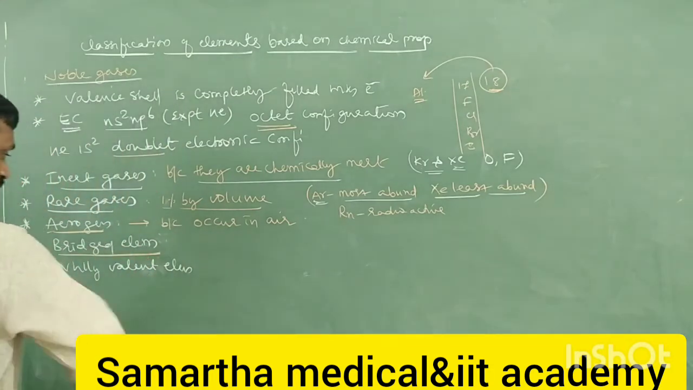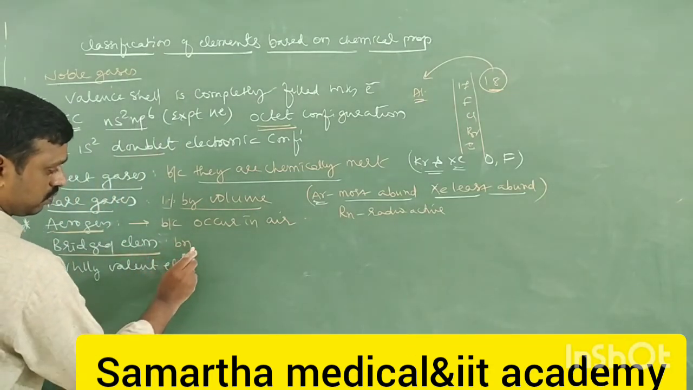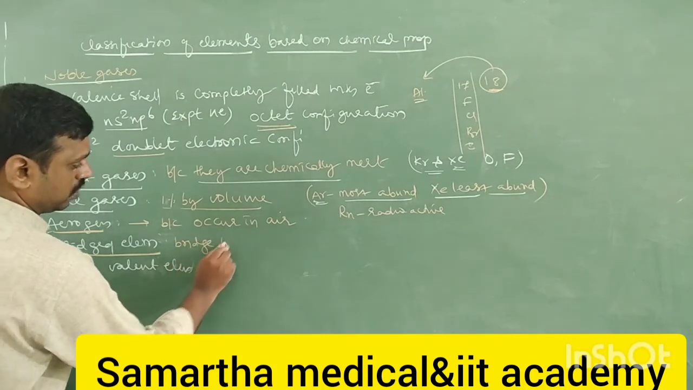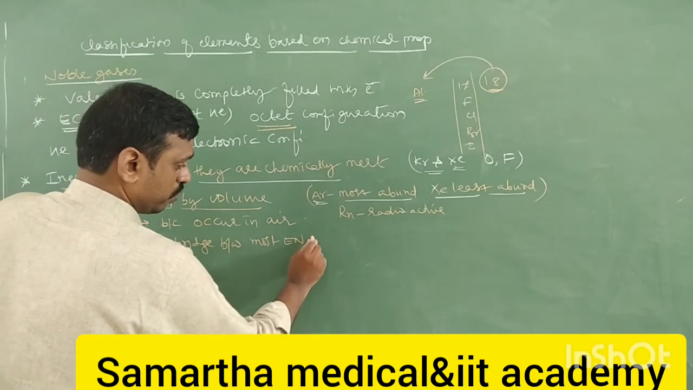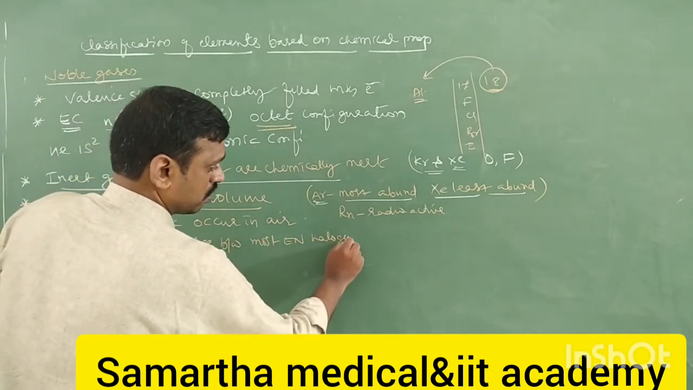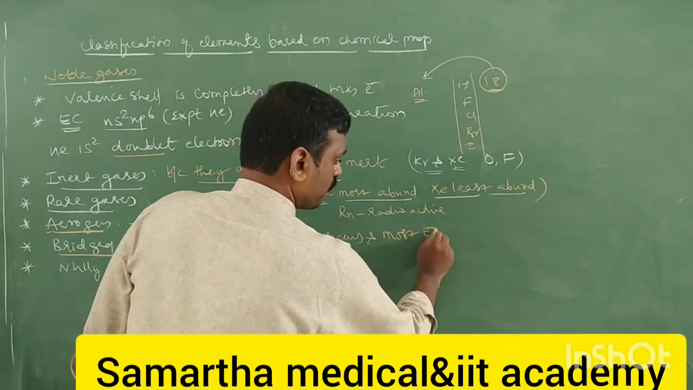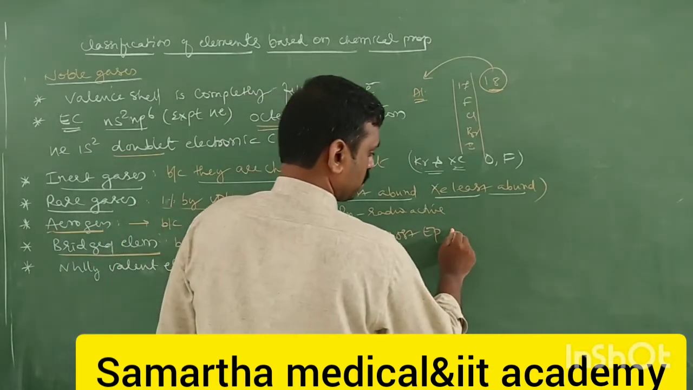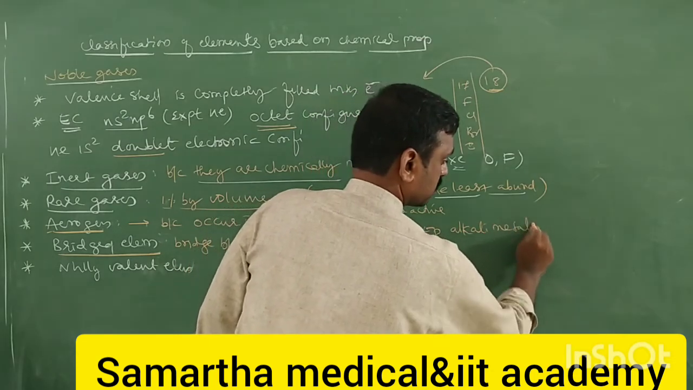Right? So because they form the bridge between the most electronegative halogens and the most electropositive alkali metals.